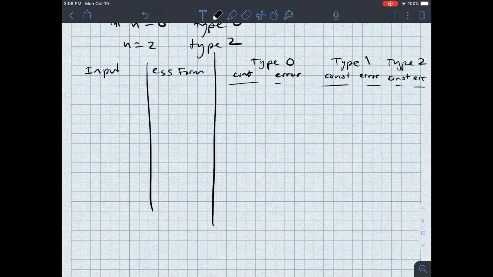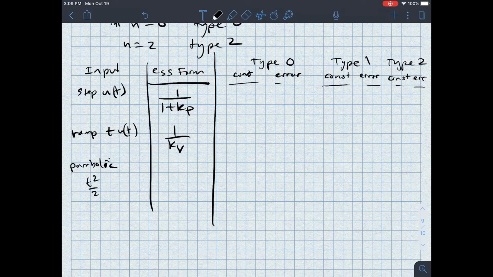So let's start with a unit step, u of t. The steady state error formula for a unit step is 1 over 1 plus Kp. I've already derived that above, but I want to make sure that I formalize it here. For a ramp, which is t u of t, I use 1 over Kv. And for a parabola, or parabolic, I've got t squared over 2 u of t. I'm going to use 1 over Ka. So for step, I use the position constant. For ramp, I use the velocity constant. And for parabolic, I use the acceleration constant.